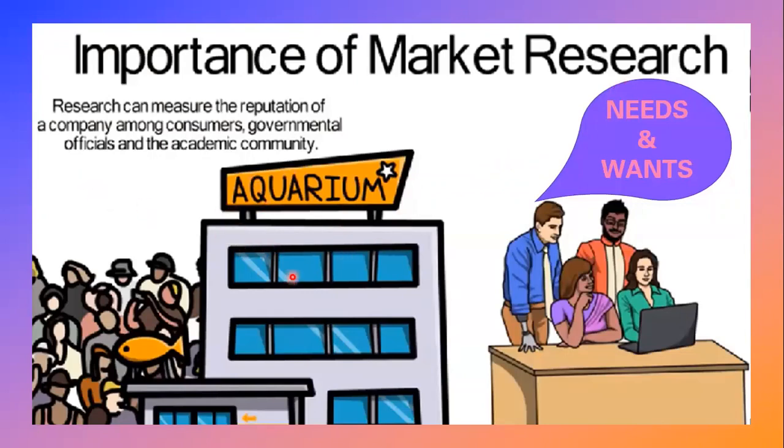This is an aquarium, a picture of an aquarium, and we have a lot of people wanting to go inside and coming outside. So apparently it's a business that everybody wants to visit. What you can do with market research, you can measure the reputation of a company among consumers, governmental officials, and the academic community. So looking at the picture here of the aquarium, how do you think the reputation of this company is? Is it a high reputation or a low reputation? Apparently it's high, right? We have a lot of people coming in and going out.